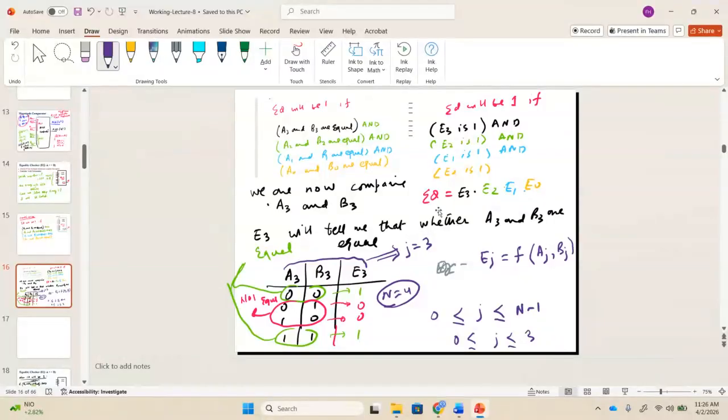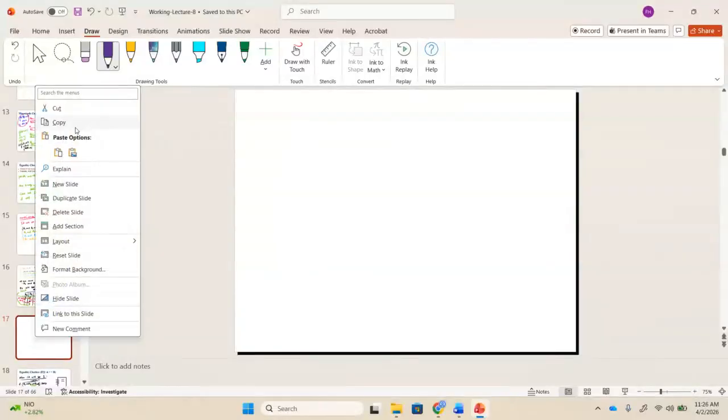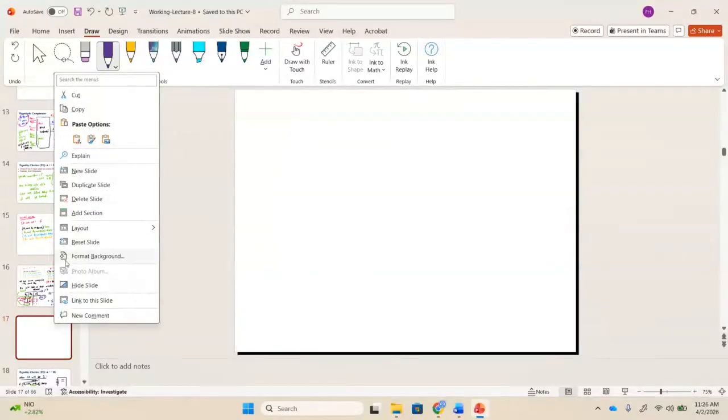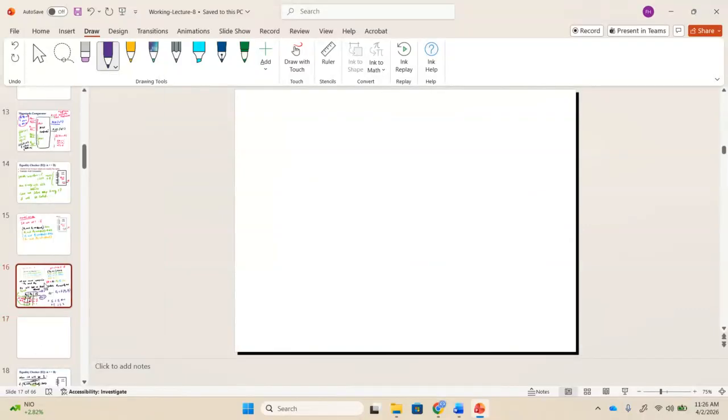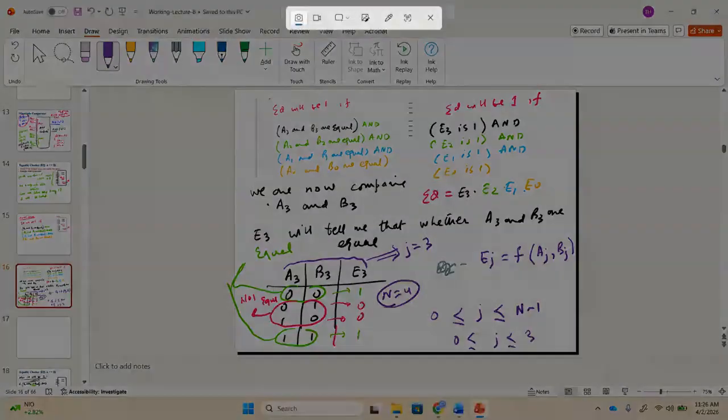Now if we want to have a general n-bit equal comparator, so I'm going to use control C, copy, and then the paste option. Now I'm going to copy this and paste it here. Then I'm going to take a screenshot of this.